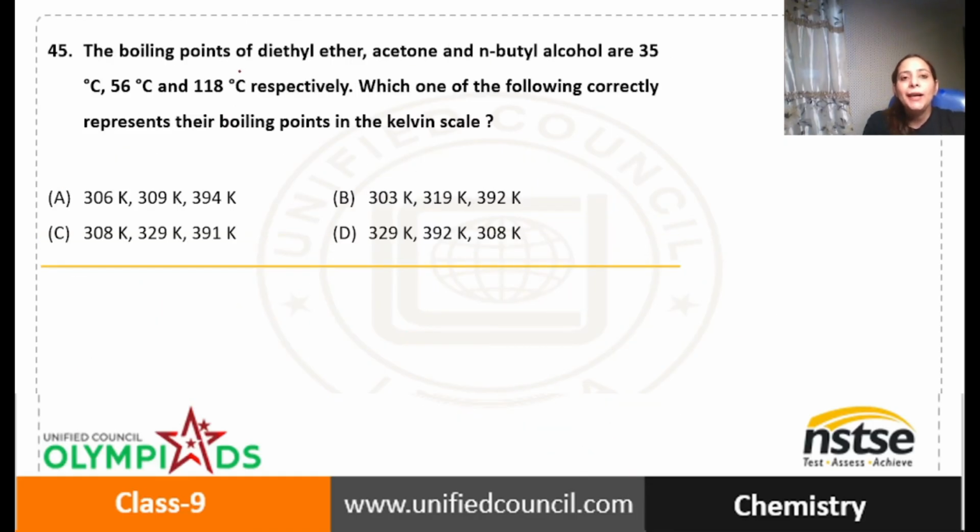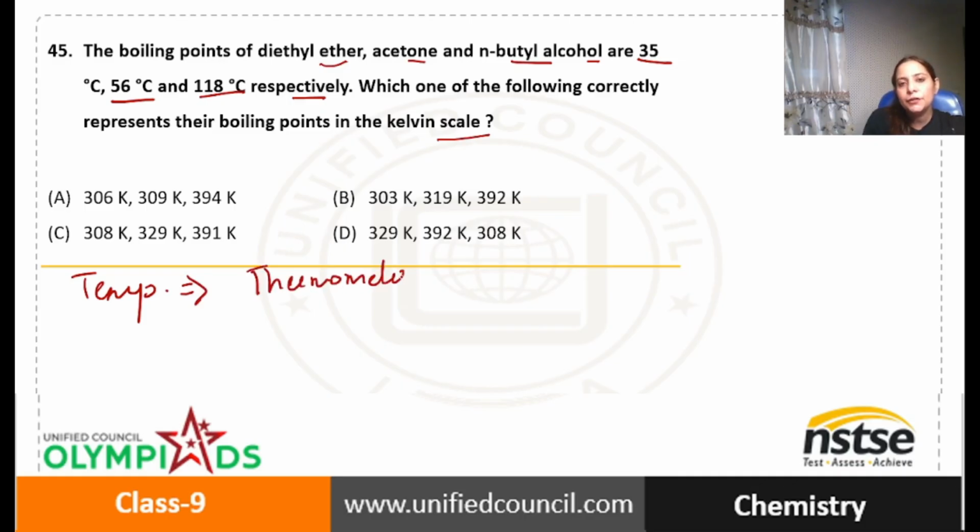Next question. The boiling points of diethyl ether, acetone, n-butyl alcohol are given as 35 degrees Celsius, 56 degrees Celsius, 118 degrees Celsius respectively. Which one of the following correctly represents their boiling points in the Kelvin scale? Now we know that temperature is basically the degree of hotness or coldness of a body, and it is measured by a thermometer. And we have different kinds of temperature scales: degree Celsius, Kelvin, as well as Fahrenheit.